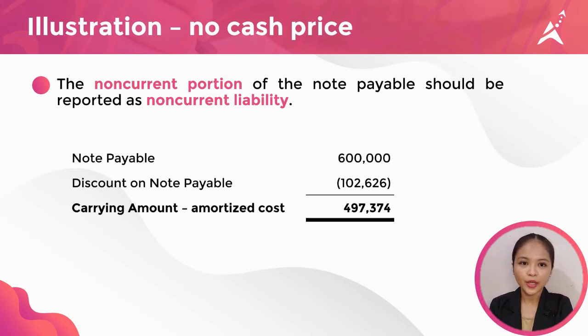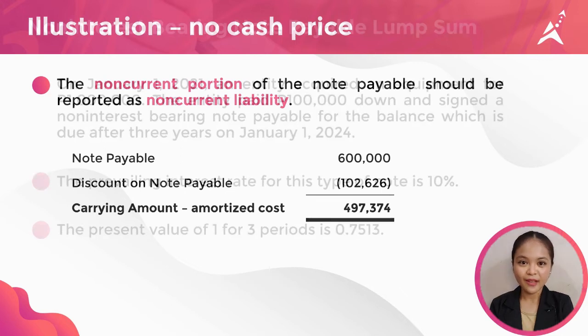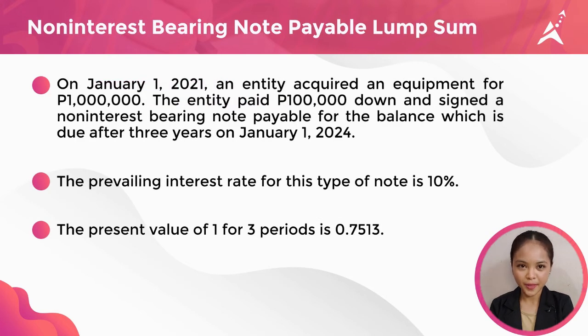So, what we will record is the years 2023, 2024, and 2025. Thus, the total of note payable outstanding is 600,000 pesos minus the discount on note payable of 102,626 pesos, which is the sum of interest for 2023 to 2025. So, the carrying amount at amortized cost is equal to 497,374 pesos. Let us now tackle the non-interest bearing note payable lump sum.